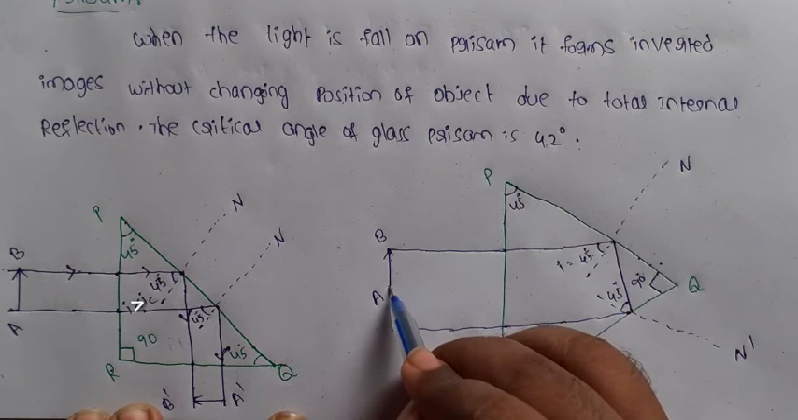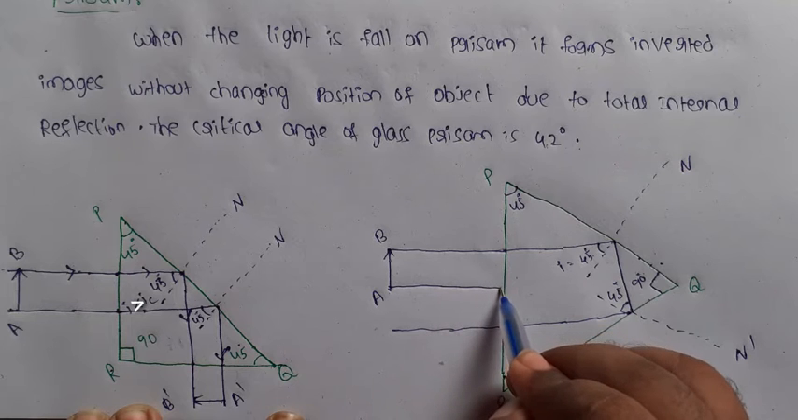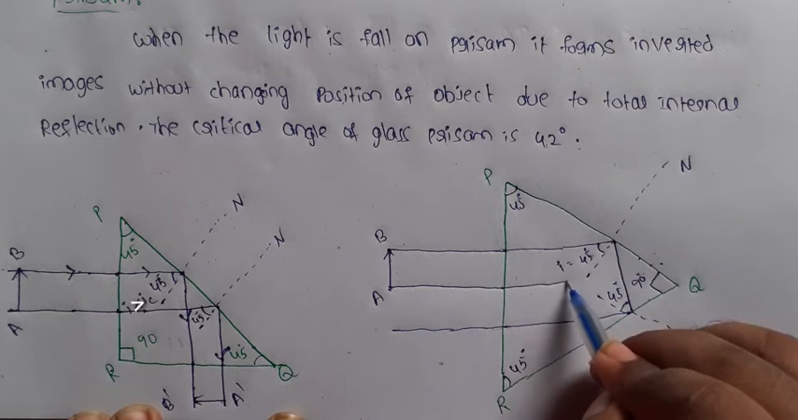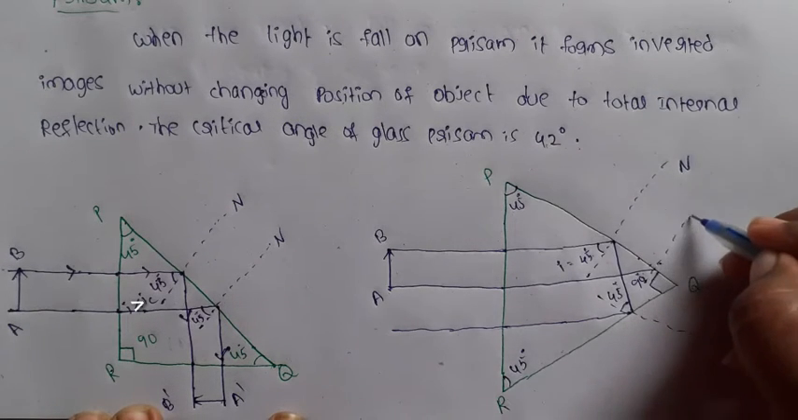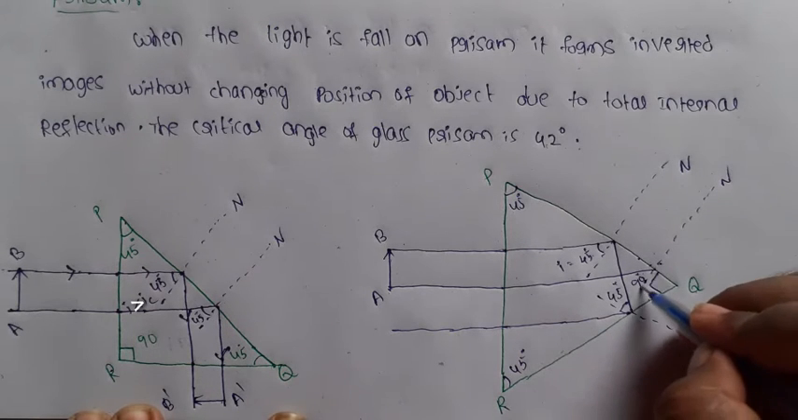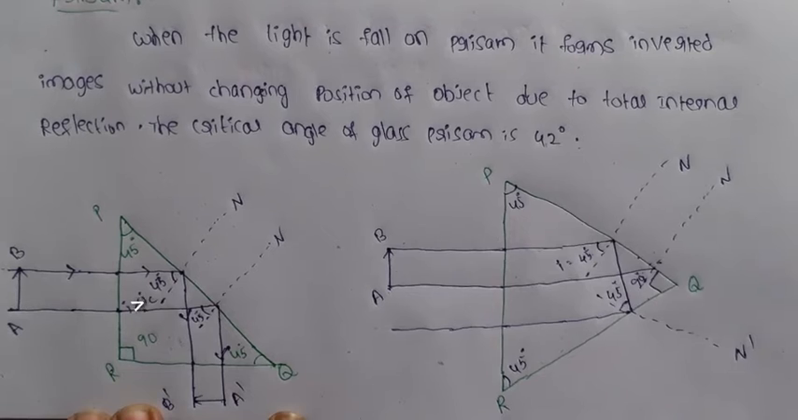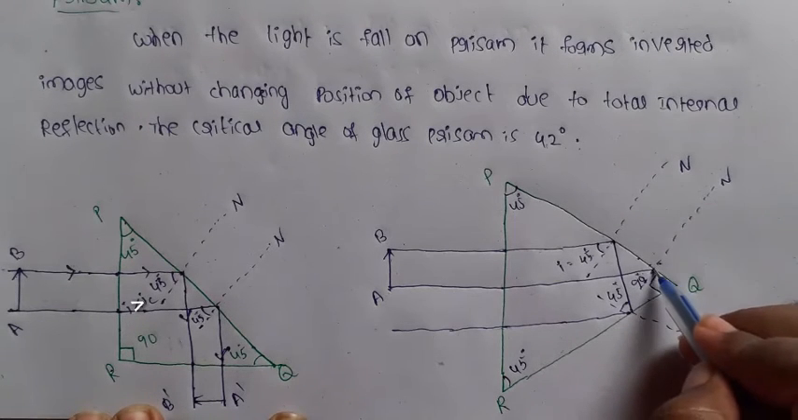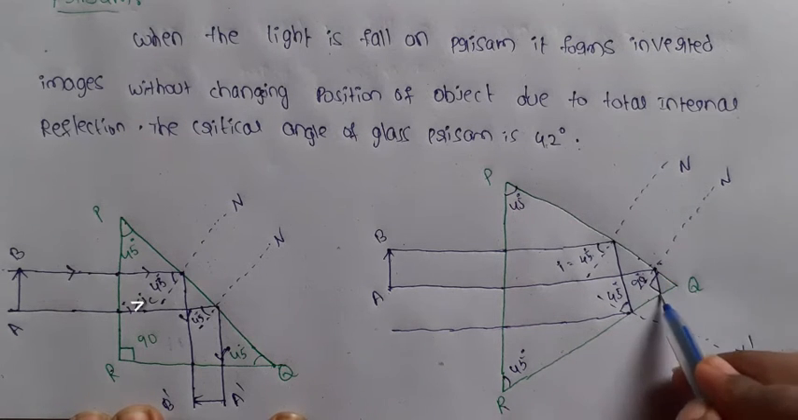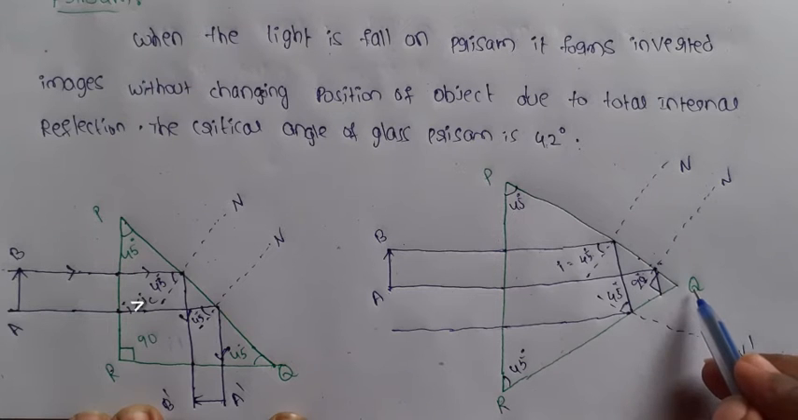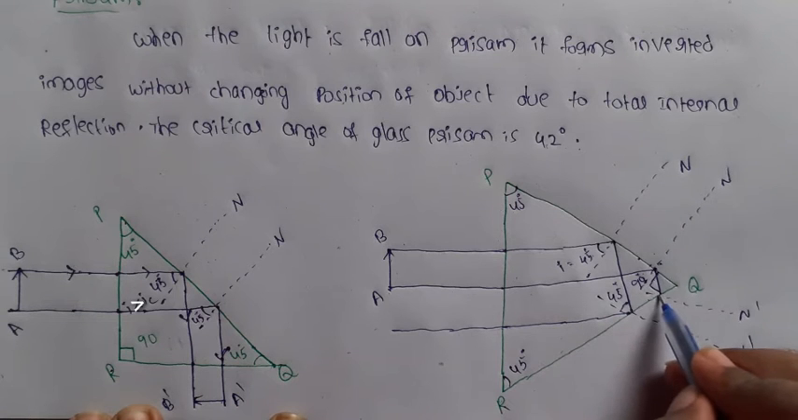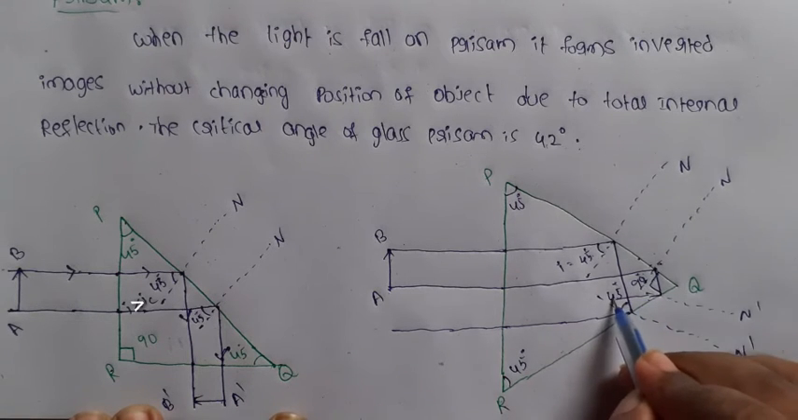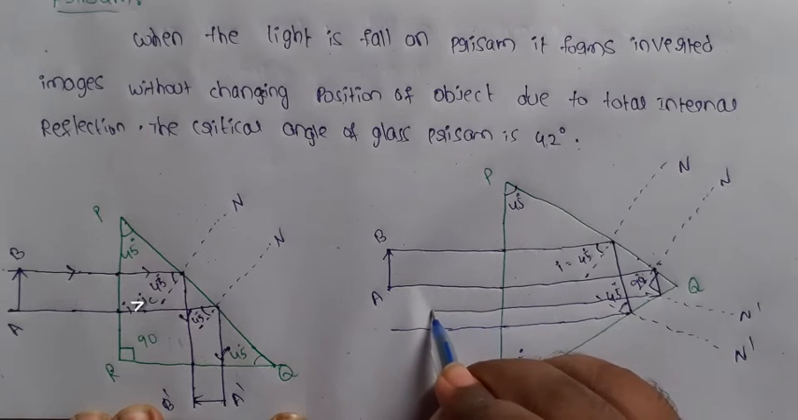Next, the second ray is also moving along the normal line. When it touches side PQ, we draw the normal line, and the angle of incidence is greater than the critical angle, so total internal reflection is going to take place. The reflected ray travels into the same medium. When it touches side QR, we again draw the normal line N dash. The ray of light travels in the same medium and comes out in a straight line.